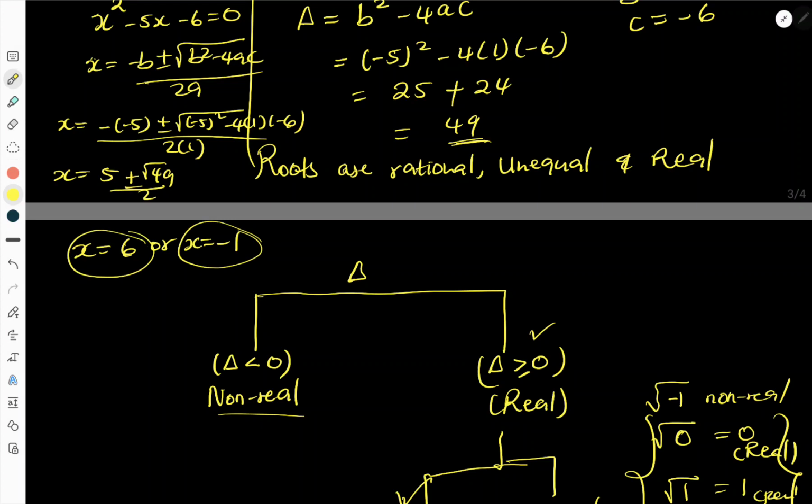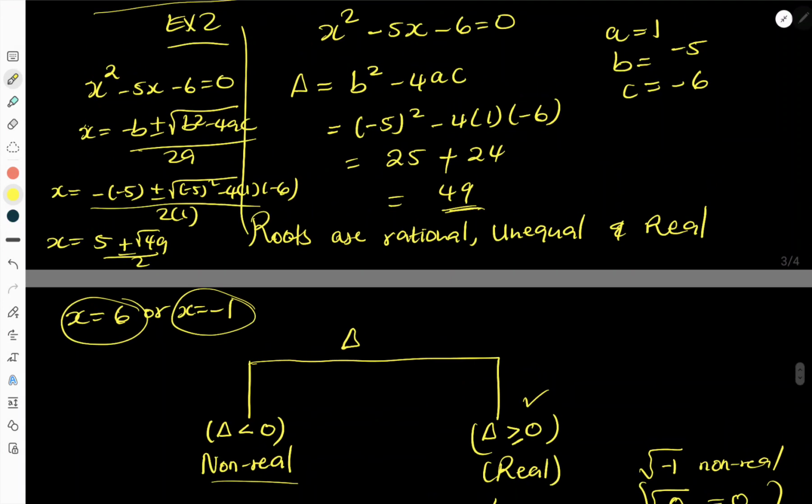Let's look at these x intercepts, at the x values. What do we notice? Firstly, they are integers. It means they are rational. And then these are two different solutions. They are very, very unequal. And obviously they are real because there's no negative number there. They are real. I hope it makes sense. This is just for understanding of why we say they are unequal.